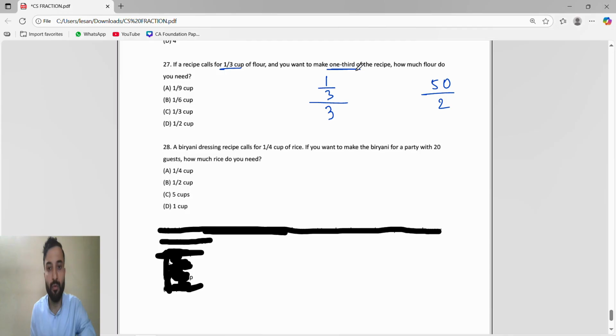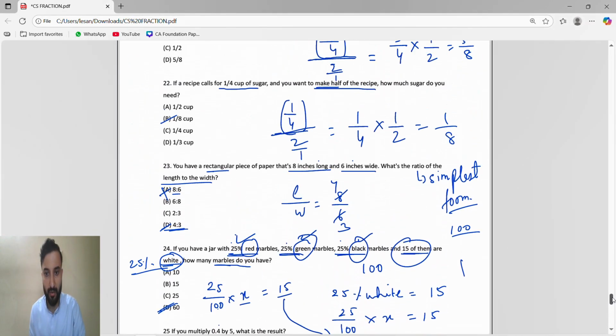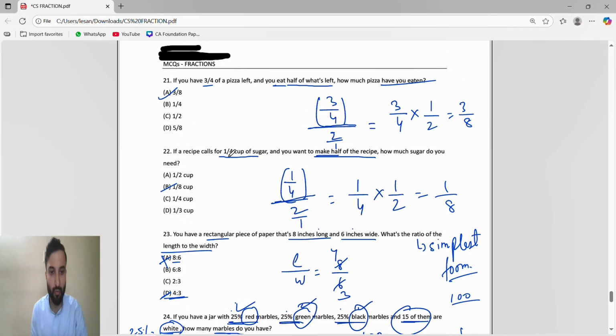So if I tell you, you have 30 rupees and you have to make 1/3, 1/3 means this 30 will get divided into 3. So 1/3 means divided by 3. Everyone will get 10 rupees. That is 1/3, right? Like that only, guys. Here also, like 1/4 cup of sugar, we want to make half. Half means whatever they had given divided by 2.